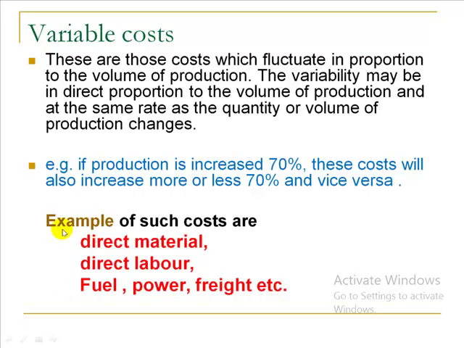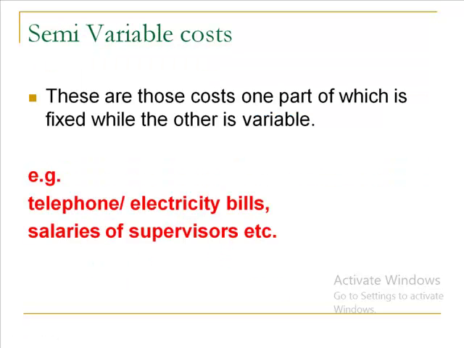These are a few examples, but it might be possible that you are working in a services organization, where the variable cost will also change. The nature may be different. Here we have used direct material, direct labor, and so on, but in those organizations it may be different. Now the next one is semi-variable cost.